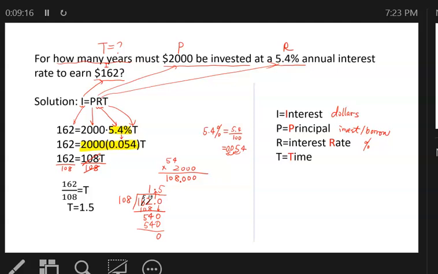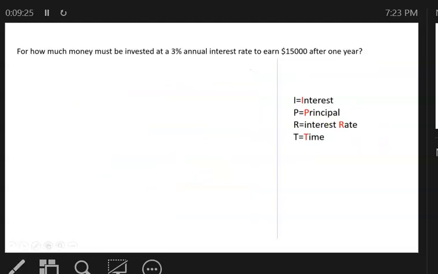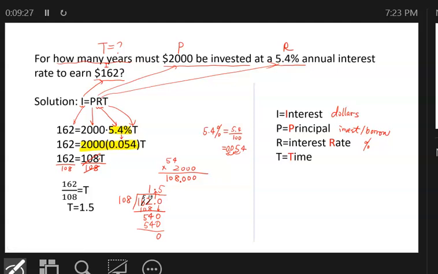Which means it would take 1.5 years to receive $162 as interest.